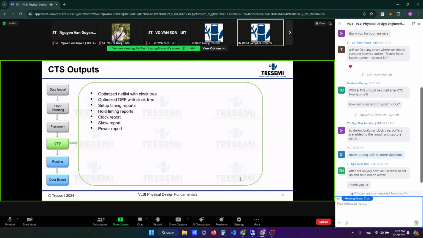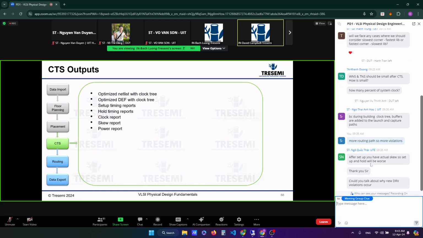But there was one additional question. Could you talk about why the new DRV violations occur? Oh, okay. So why, in a similar manner, things could get changed, right? Talk about where some of the cells may get relocated.